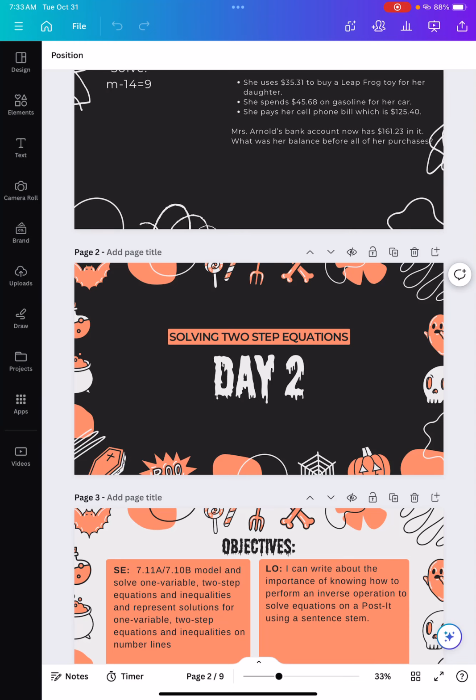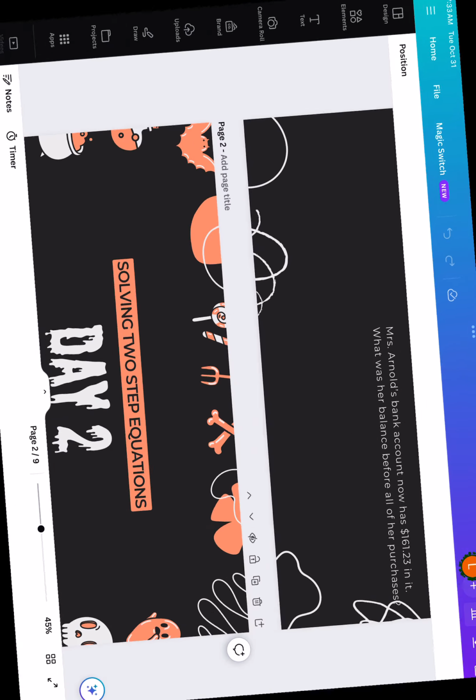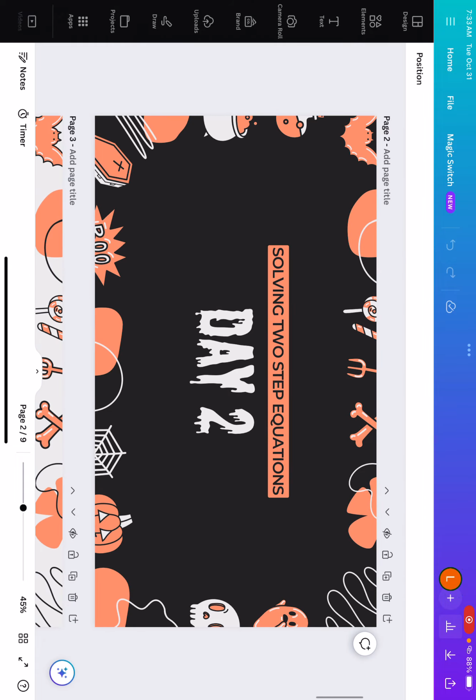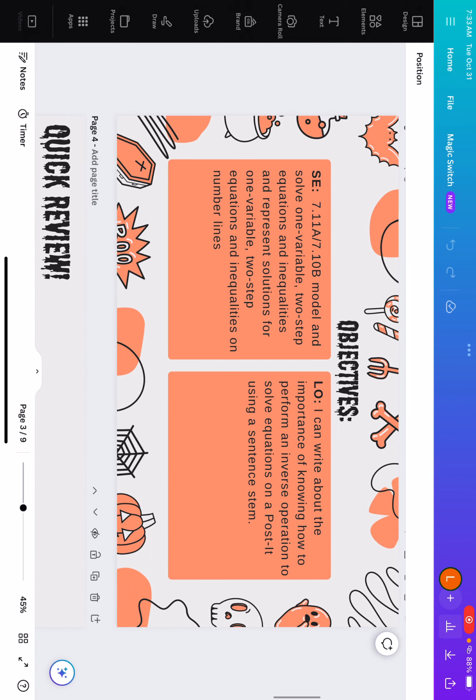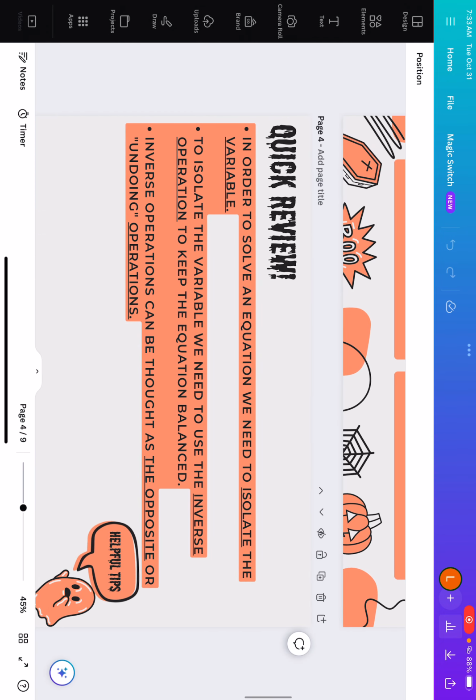All right, so today is day 2 of solving equations. Two-step equations. You should have already done your warm-up on your green sheet. Okay, your objective continues being the same.